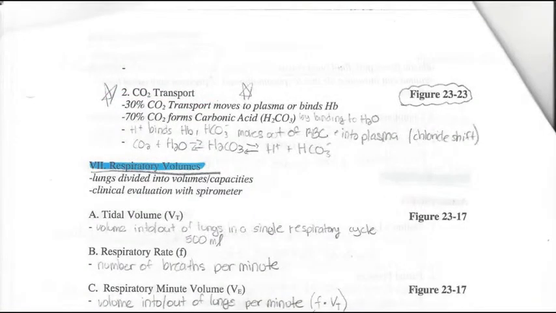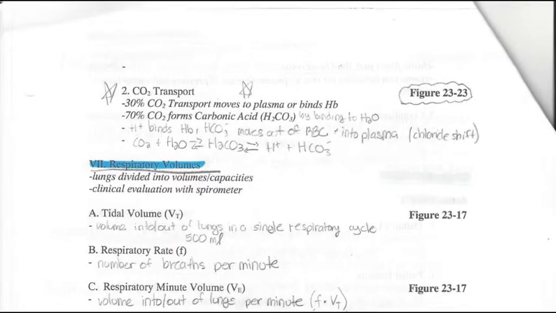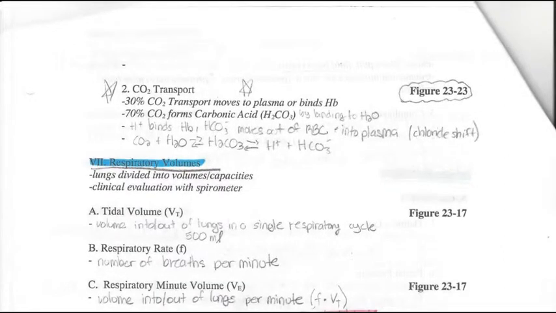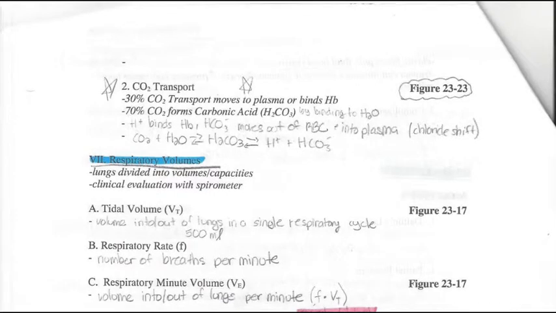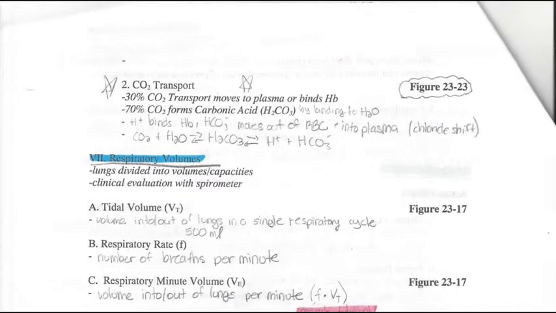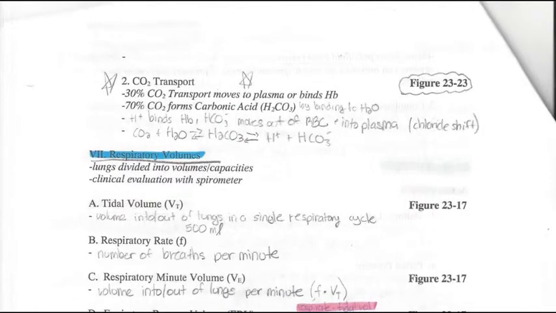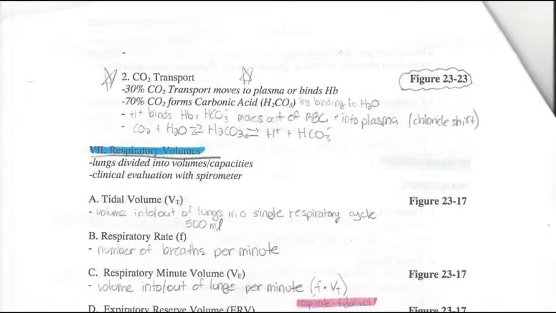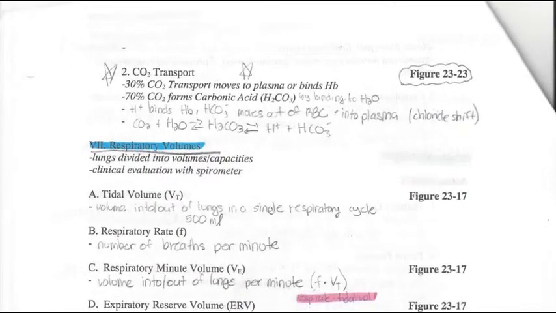Carbon dioxide transport. 30% of carbon dioxide transport moves to plasma or binds to hemoglobin. 70% of carbon dioxide forms carbonic acid, H2CO3, by binding to water. Hydrogen binds hemoglobin. HCO3 moves out of red blood cells into plasma in a chloride shift. The last point is the carbonic acid bicarbonate buffer system.